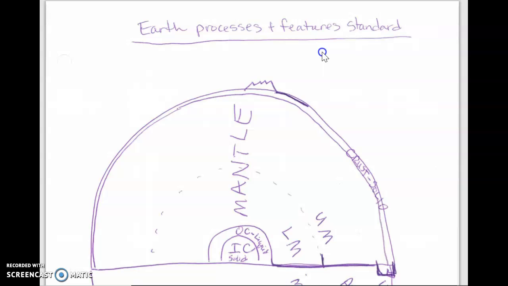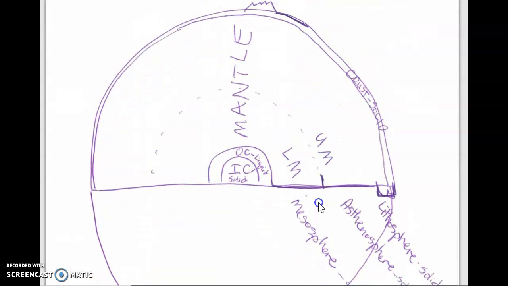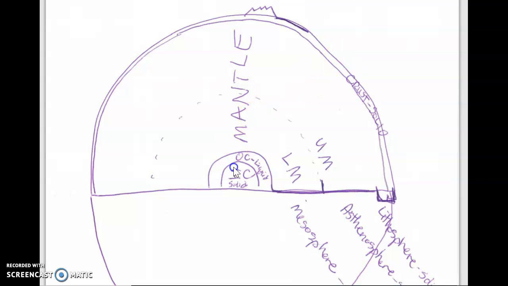So Earth's processes and features. We're looking at the different layers. Obviously, we've got the mantle, core, and crust. The mantle is the majority of the Earth's mass. We've also got the crust, which is solid. On the outside of the Earth is the crust, and the mantle is obviously the interior of the Earth.